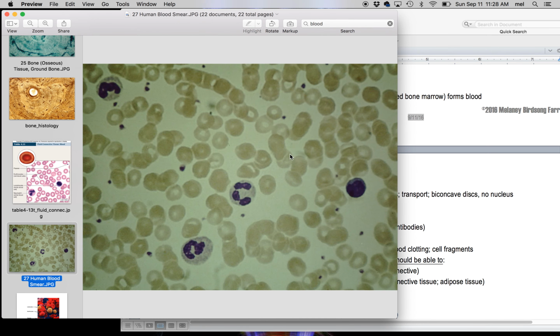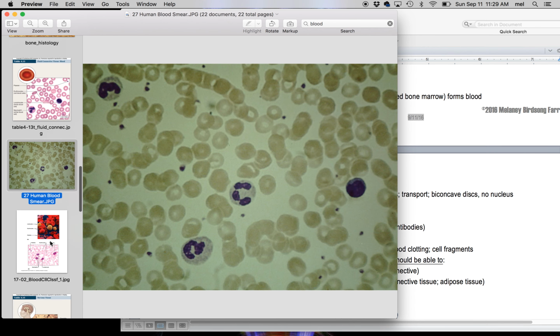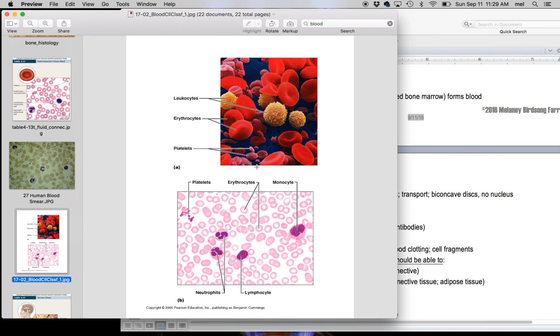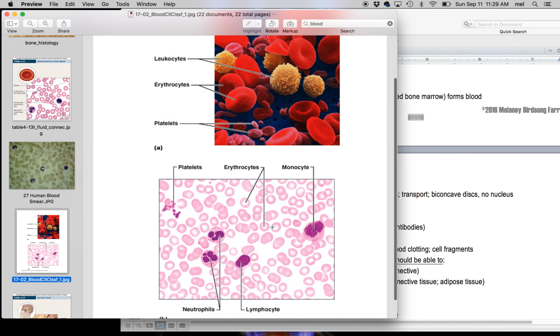So now let's look at this slide. Red blood cells, superabundant. White blood cells, not as abundant, with a visible nucleus. And then thrombocytes, platelets. You can see those guys. And here's a different slide. This is a different type of microscopy, but red blood cells, white blood cells, and platelets. Okay, so that's all you need to be able to label at this point when studying blood.